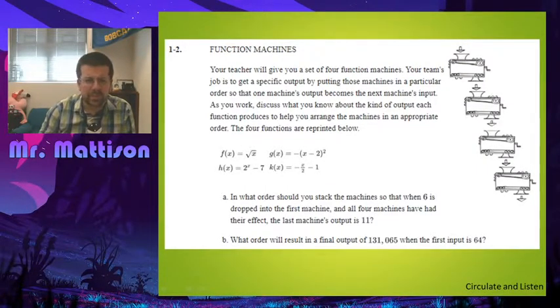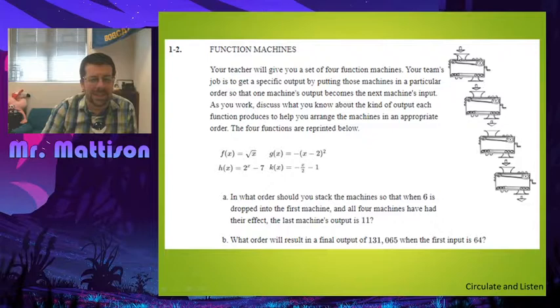So we have four functions here, f, g, h, and k. And we're trying to figure out what order we can put those functions in, so that if we make this function chain here, where our initial input is 6, and then its output goes into this function, and its output goes into this function, and its output goes into this function, we get our final output. We want that final output to be 11. And once we've got that, part B is going to be, we want a final output of 131,065, and our initial input is going to be 64.